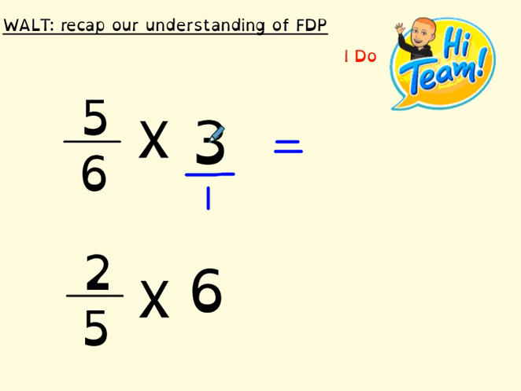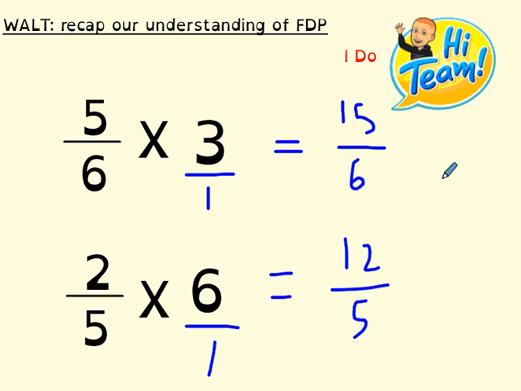Again, 2 fifths. Add 2 fifths, add 2 fifths, add 2 fifths 6 times, you could do it. Or you could put it over a denominator of 1. 6 times 2 is 12. 1 times 5 is 5. There's my answers. Have a go at these ones.